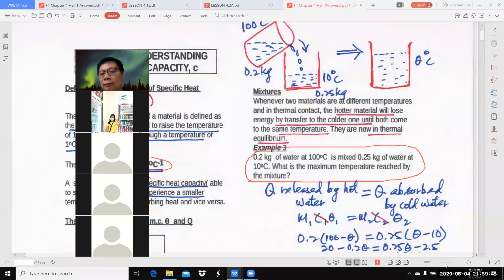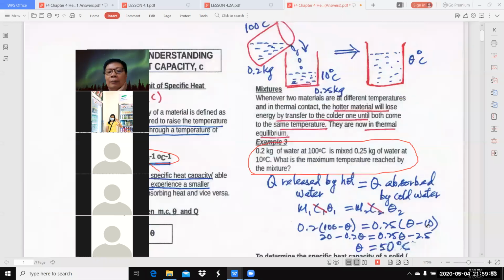Okay, now get more detail. M1 is this one, 0.2, so you substitute here. C cancel it. Theta, change in temperature, is 100 minus theta. Let me explain to you. This one is 100 degrees. This one is 10 degrees. The final temperature is roughly in between 10 to 100, sure one. We don't know what temperature, but must be within 10 to 100.